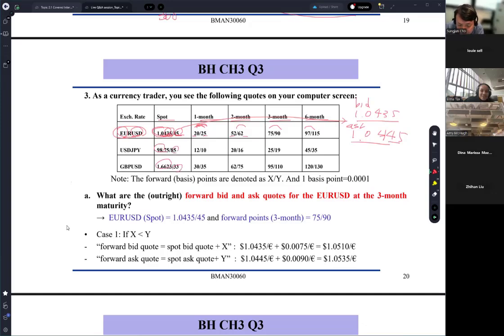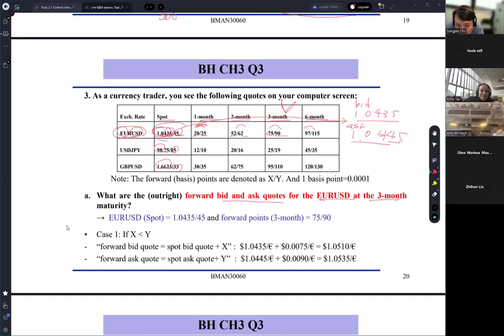Bid and ask, right? Now, how do we get the forward price from this table? So for example, what are the forward bid and ask quotes or prices for the EUR USD at the 3 months maturity? So for 3 months maturity, we have 75 and 90.